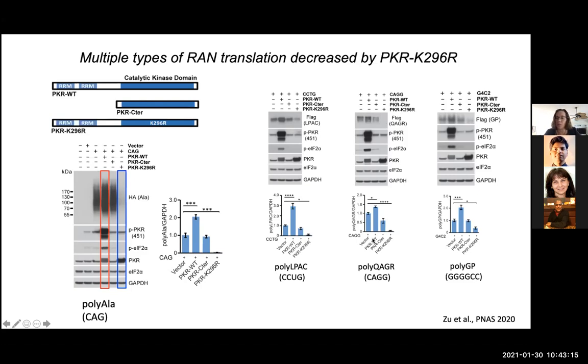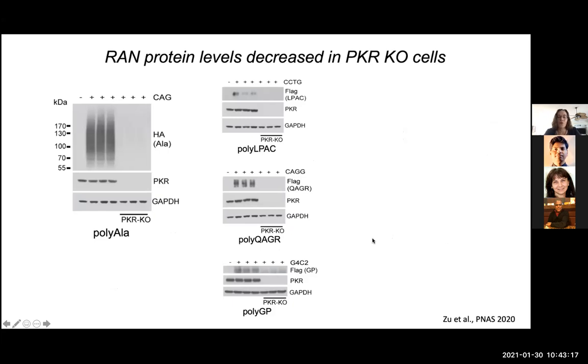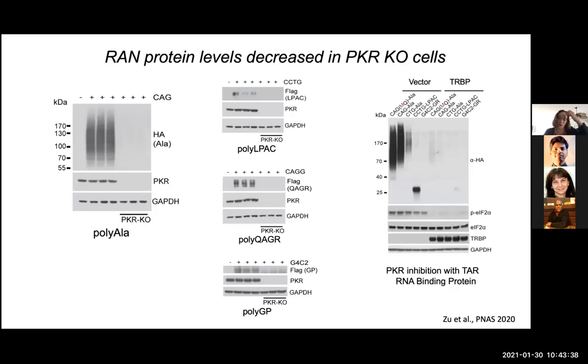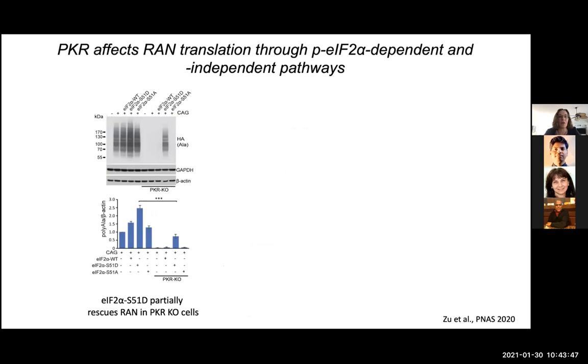It's quantitated below. So we used another strategy to show that indeed, if you knock out PKR, you also see a similar effect. You see really dramatic decreases in RAN protein levels across CAG expansion, CCTG, CAGG, G4C2, so multiple types of repeat diseases. And if you inhibit PKR with the TAR RNA binding protein, you also inhibit RAN translation.